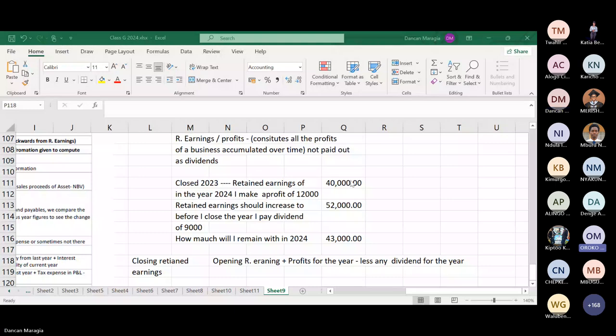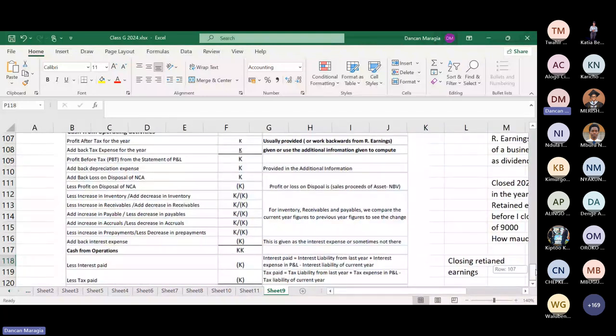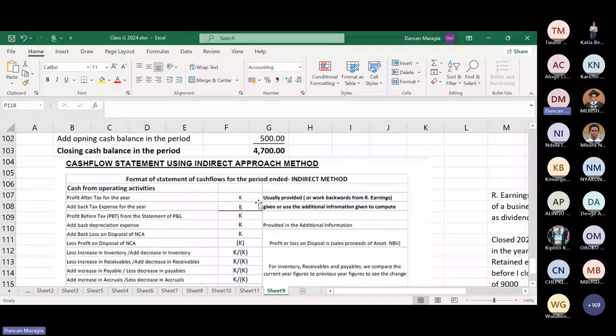But can it also be a loss? Yes, it could be a loss. You made a loss and still you paid dividends. So that is what I'm saying here. This figure, profit for the year, is usually provided. But if not, you need to work backwards from retained earnings.